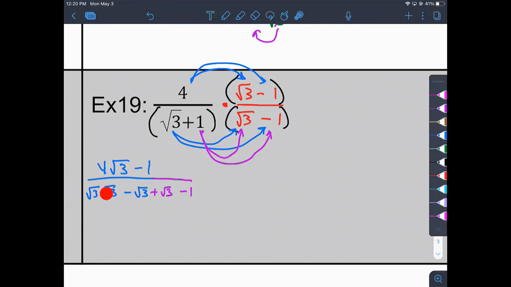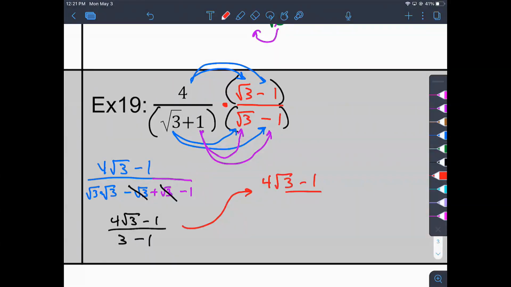Root 3 times root 3, that's the same as the square root of 9, or root 9, which would be simply a 3. The middle two terms, negative root 3 and positive root 3, they're going to go away. They subtract each other out. And then we just have minus 1. So minus 1. And now you simplify. What if we got 4 root 3 minus 1 over, well, what's 3 minus 1? 3 minus 1 is a 2. And I would leave it just like that.